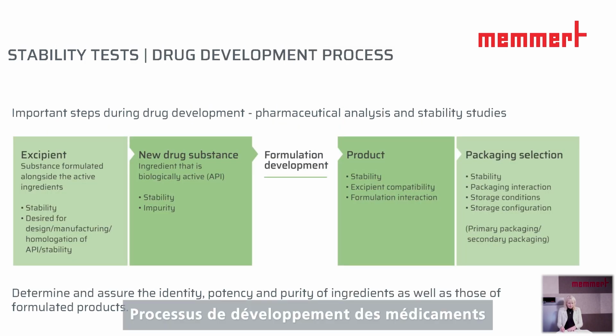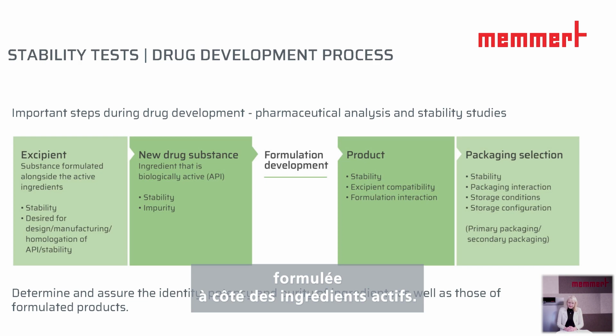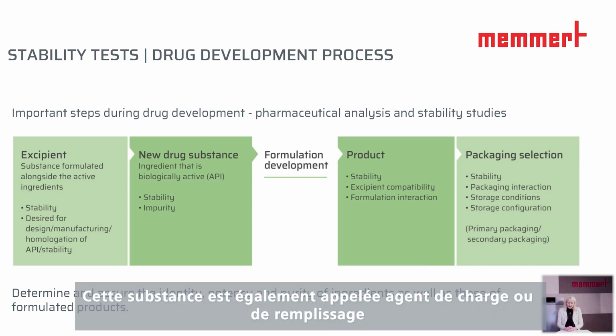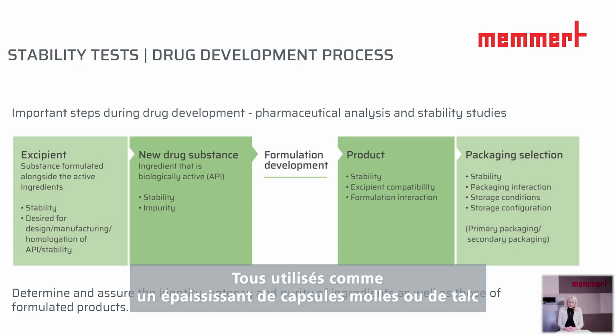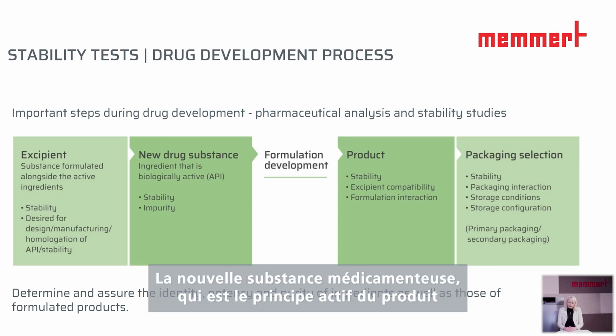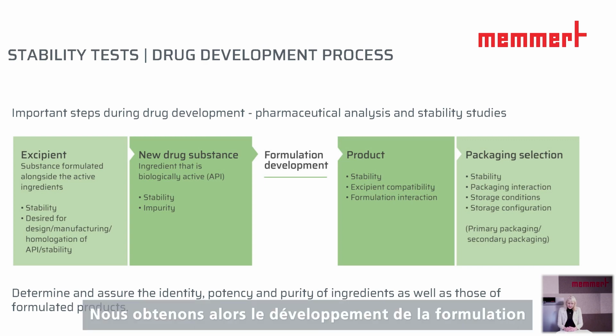Drug development process. This starts with the excipients, which is a substance formulated alongside the active ingredients. This is also called bulking agents or fillers. This could be lactose or paraffin, water, ethanol. All this is used as a thickener of soft capsules, or talc. Then we have the new drug substance, which is the active product ingredient, and this has to be tested for stability and impurity. Then we get the formulation development.